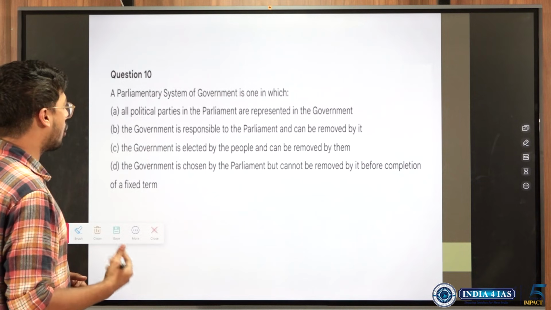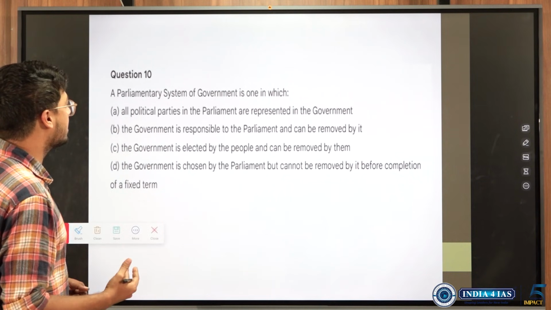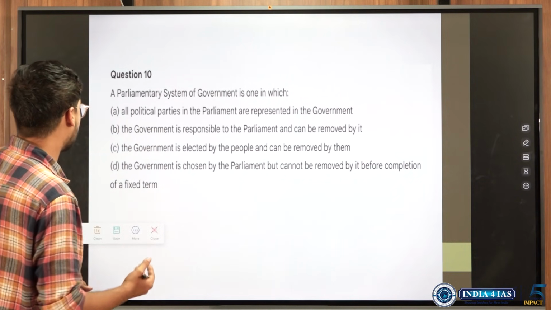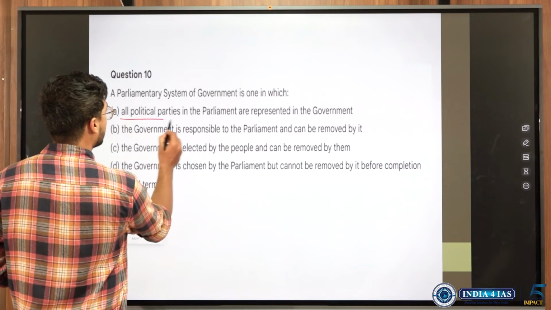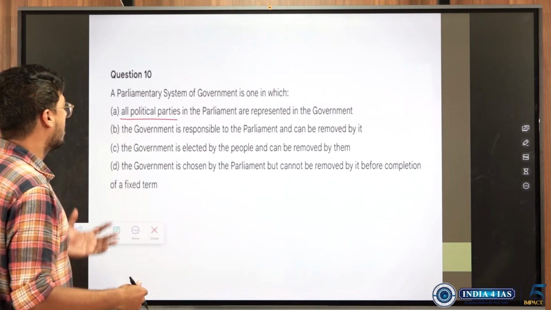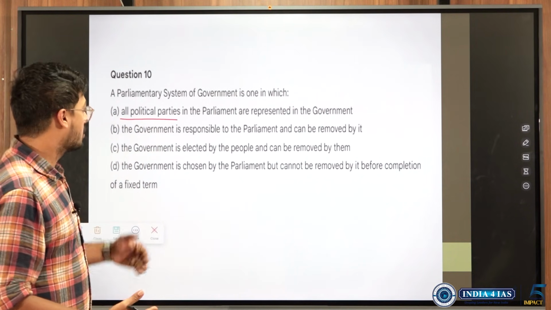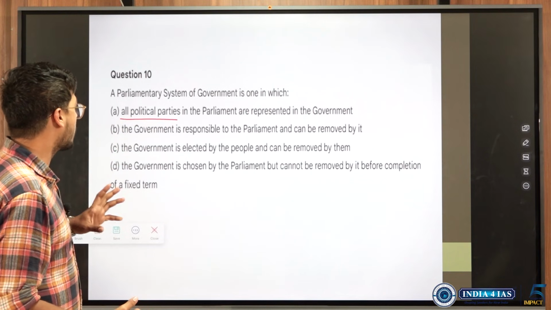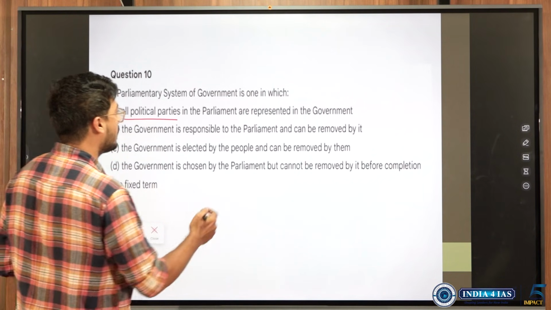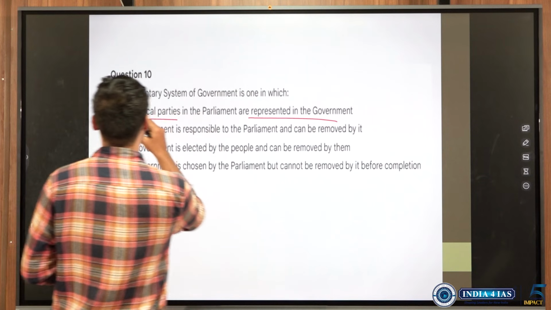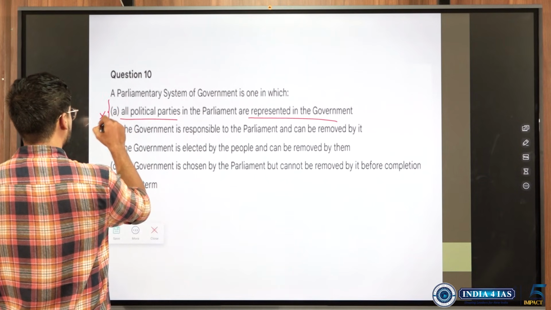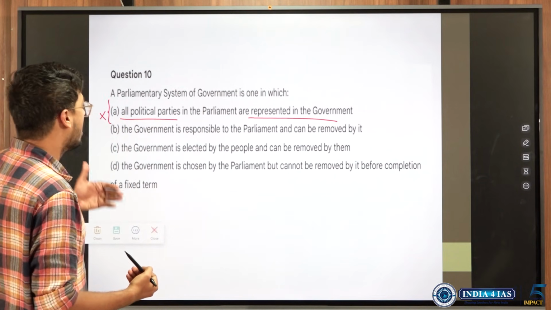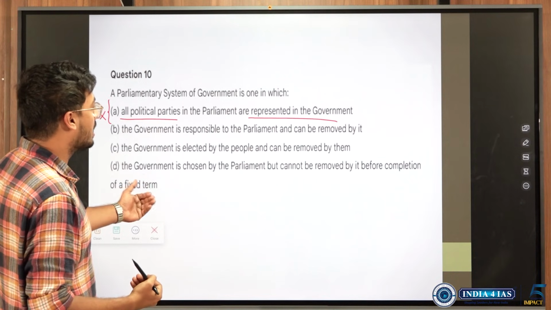A parliamentary system of government is one in which all political parties in the parliament are represented in the government. See, we are talking about the Indian government. The parliamentary system is there in India, so even keeping the Indian government in mind you can solve this. All political parties in the parliament are represented in the government? No, there is only one party or coalition that happens in India. This becomes wrong. Government is responsible to the parliament and can be removed by it.